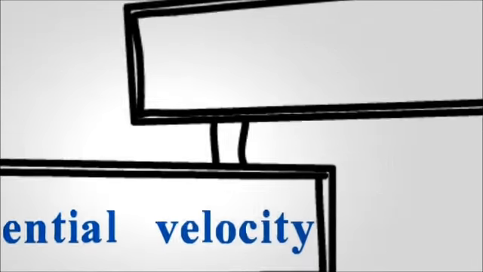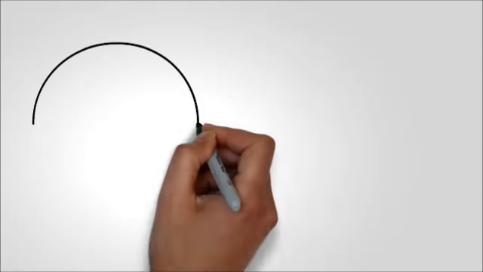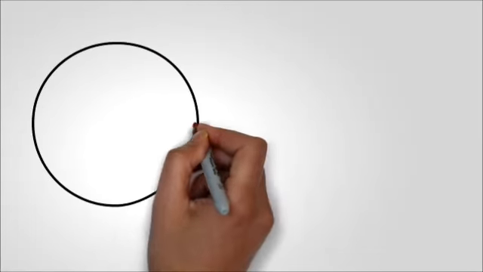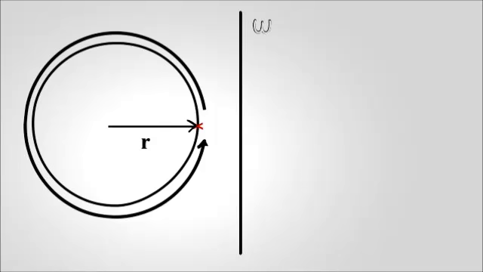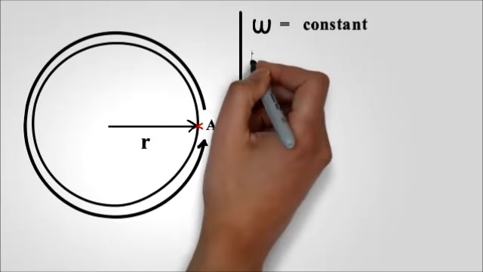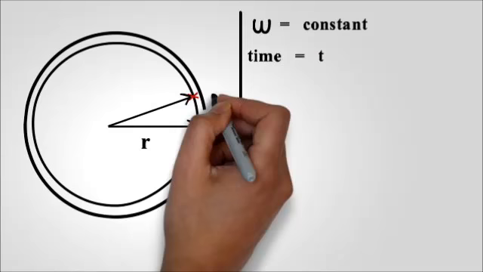The relation between the tangential velocity and the angular velocity. Let us consider a particle performs a circular motion along the circumference of a circle of radius r with constant angular velocity. Let A be the initial position of the particle. In a small interval of time Δt, let the particle displace to a new position B.